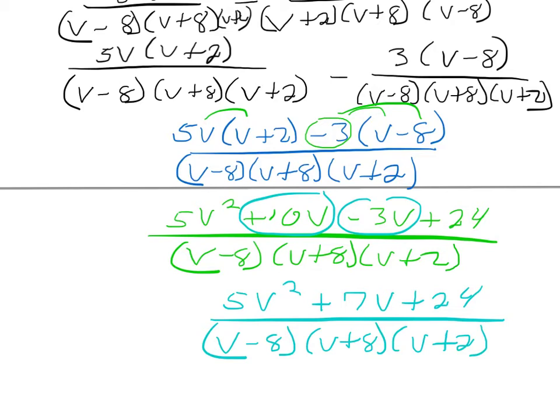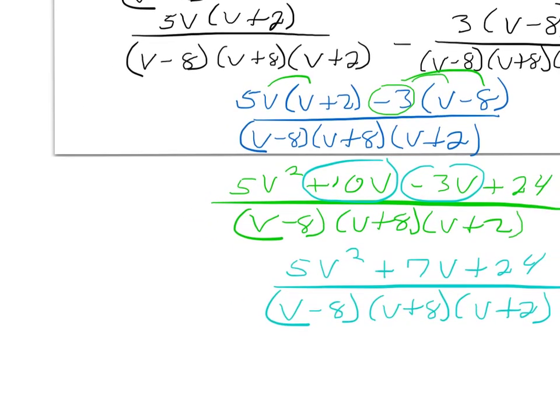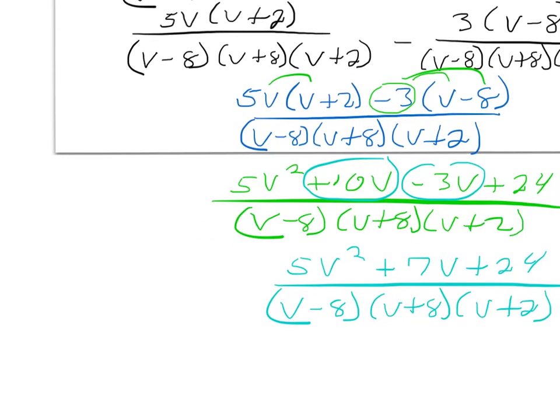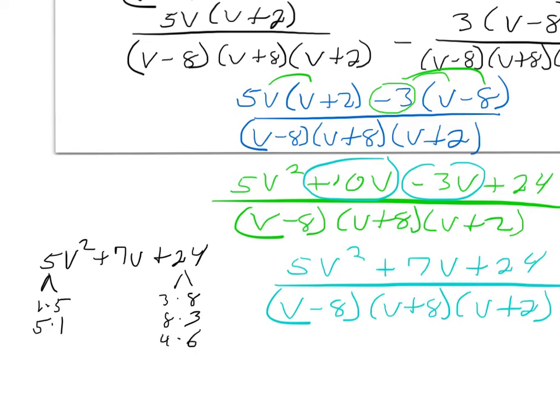Looking at that, I just need to try it out and factor it and play with it. So what do I see? Well, let's create a little room over here. Let's scoot this way, and we're going to see if I can factor this. So I have a 5v to the second plus a 7v plus a 24. So this is going to be 1 times 5, 5 times 1. This one's going to be, how about 3 times 8, 8 times 3, 4 times 6, 6 times 4. Whew, there's a lot of them.